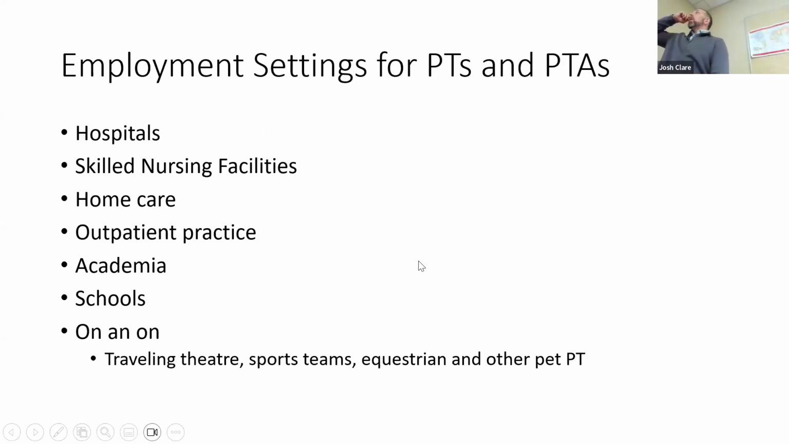So some of the settings that we can work in, this is just a partial list, but the major ones are here. Hospitals, there's also specialty hospitals. So general hospitals, Rhode Island Hospital, Kent, South County, Newport, Miriam, those are general hospitals. They have some specialty programs within it. Those are general. Anybody's got a problem, you can show up there. There are a few specialty hospitals in the state.